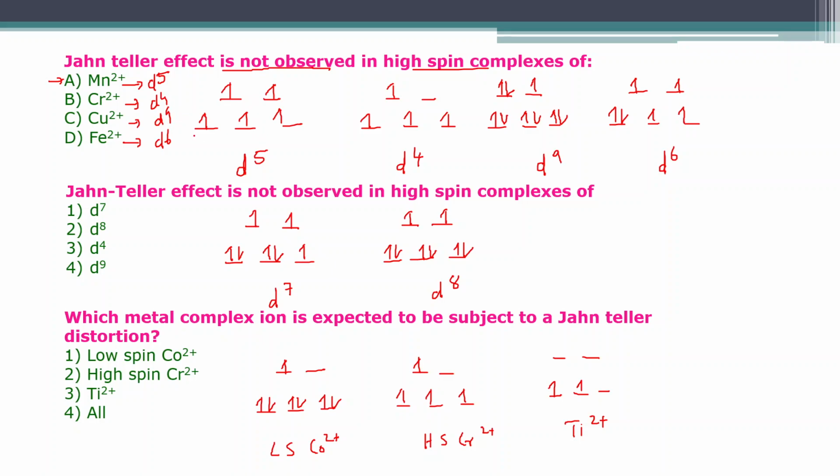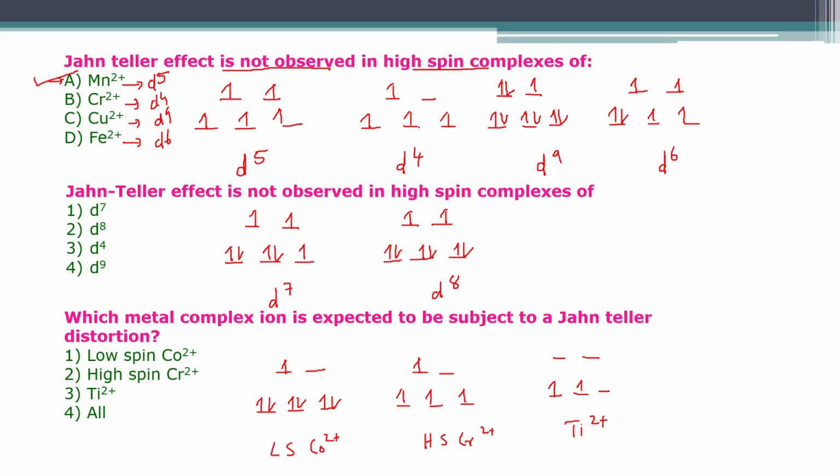In the d5 arrangement, we can see they are a symmetrical arrangement. The five electrons are arranged in five orbitals, so it is a symmetrical arrangement. They do not show electronic degeneracy, and we can say they do not show the Jahn-Teller effect. So the first is the answer, but we look into the other options also.